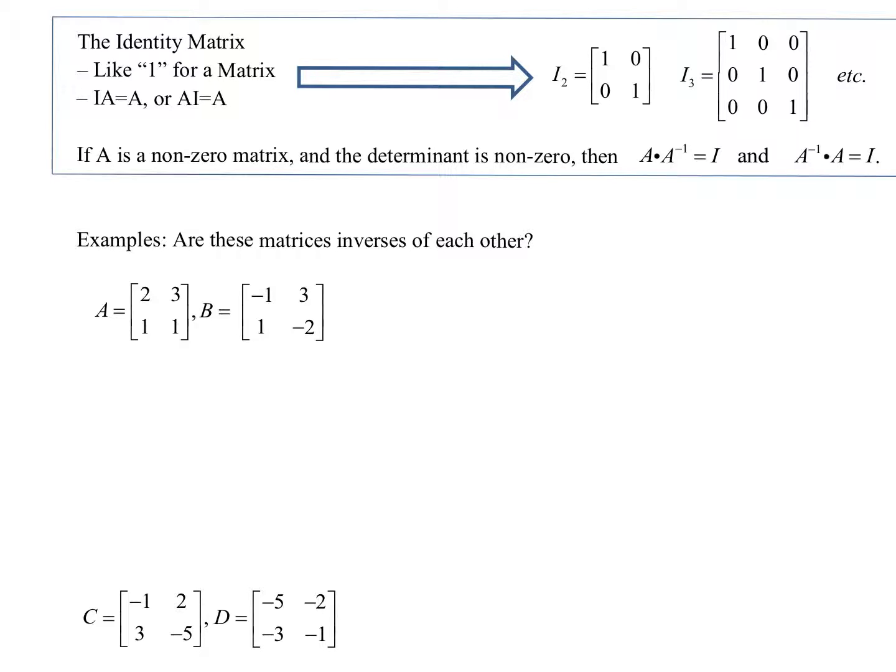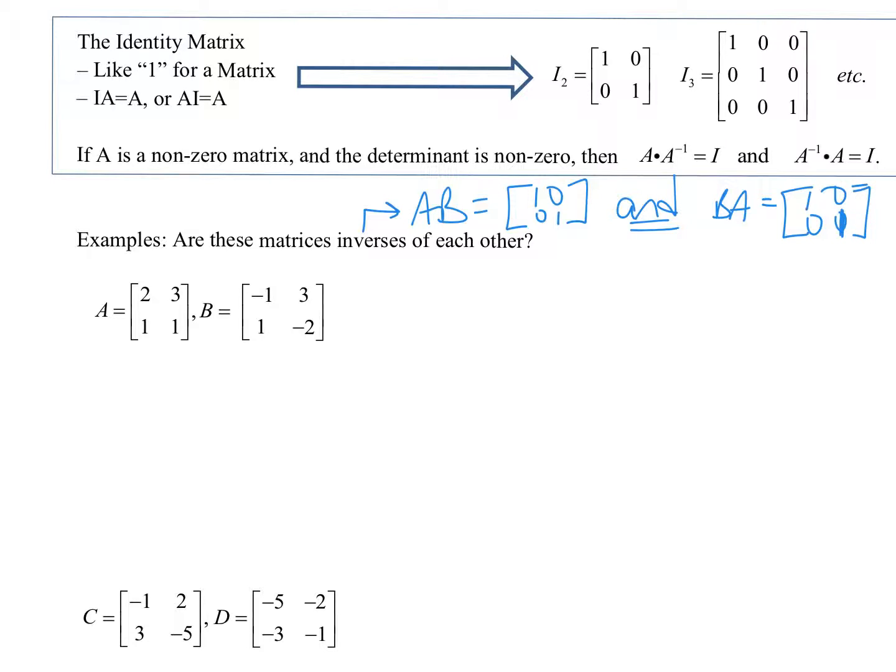To answer the question of inverses, it's a yes or no question. When you do AB, it's supposed to equal 1, 0, 0, 1. And it has to work for both. When you do BA, it's supposed to equal 1, 0, 0, 1. That's what it's supposed to look like if they are inverses.